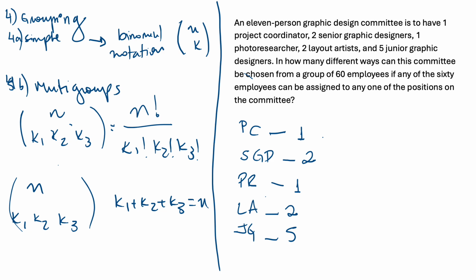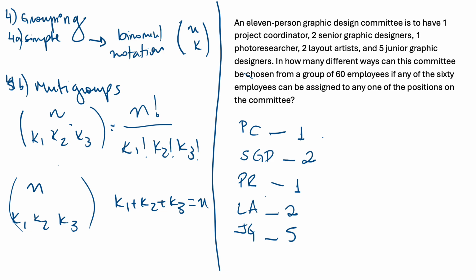Only one group? No, I'm selecting people for the group of coordinators, for the group of senior graphic designers, for photo researchers, for layout artists, and for junior graphic designers. Okay? So at the end of the day, I am in grouping, and I already know that this is a multi-group problem, and I will use multinomial notation.